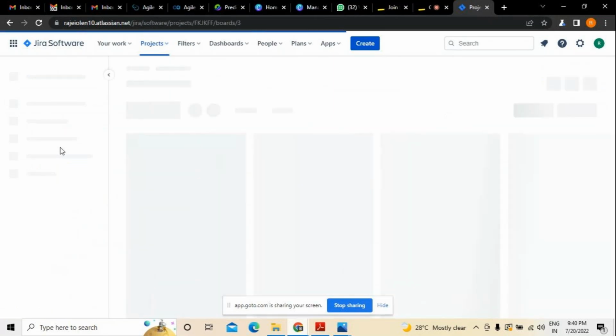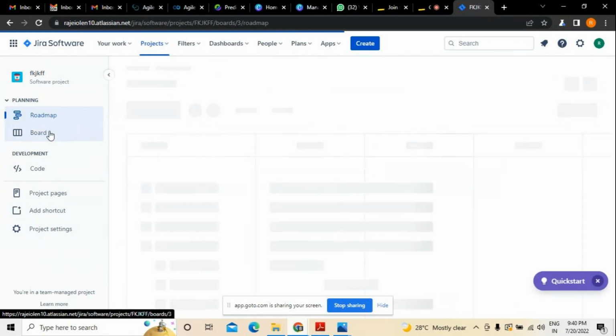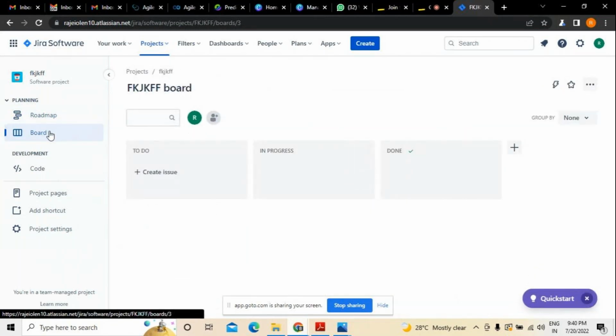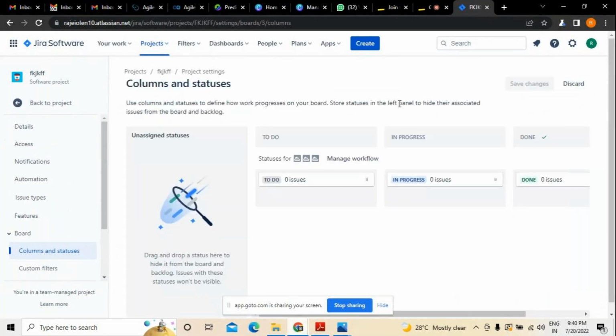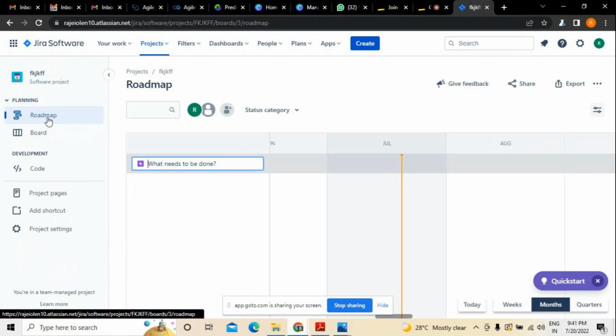This is how a Kanban board generally looks, because you will have only a roadmap and a board in Kanban. You won't see any product backlog and all that, right? At the same time, we can configure this board according to our requirements. I'll show you an example. I'll create a project and show you on Kanban. Kanban implementation with project. Let me write it down.